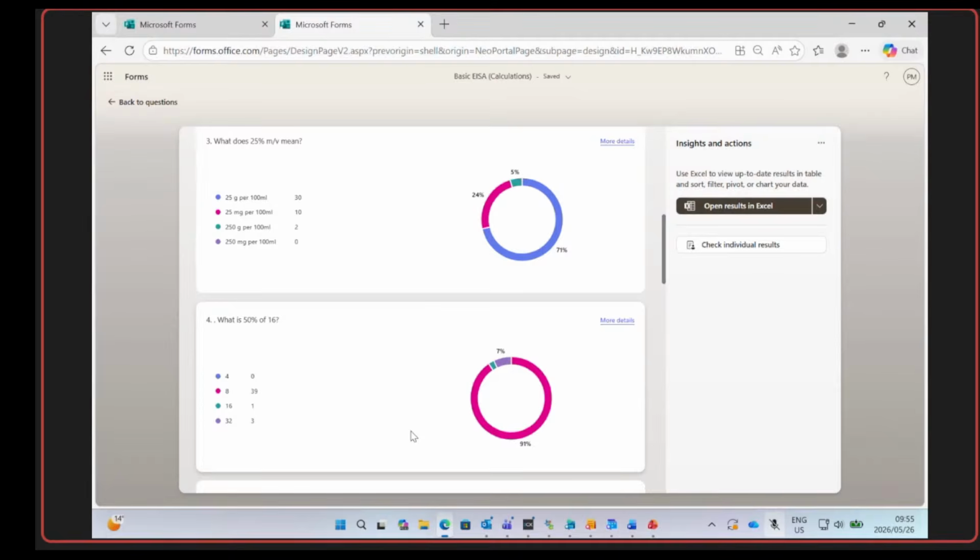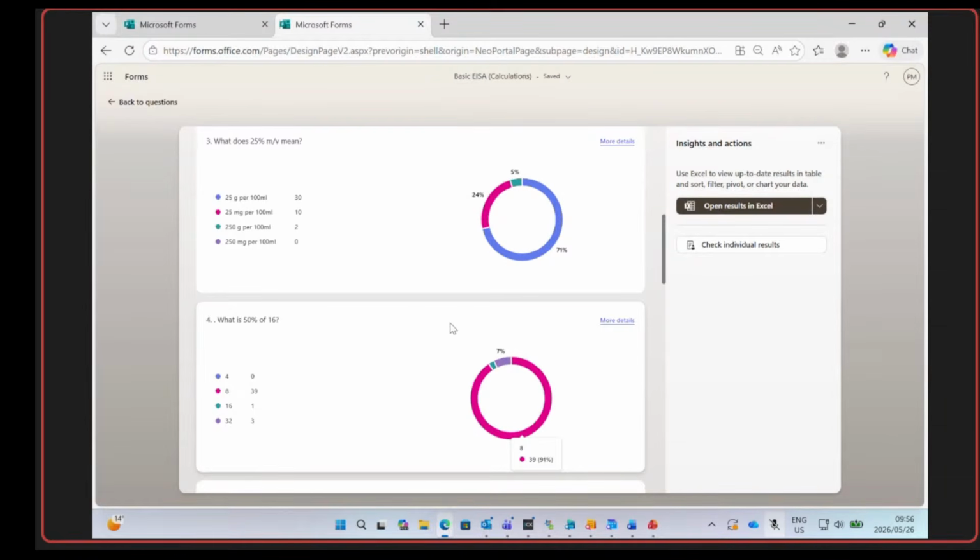The first option was 25 grams per 100 mils. 30 of you responded to that. It's not 25 grams. Sorry, that would be the correct one, 25 grams per 100 mils. So the correct answer is A, 25 grams per 100 mils.